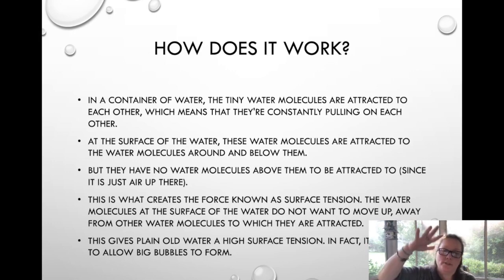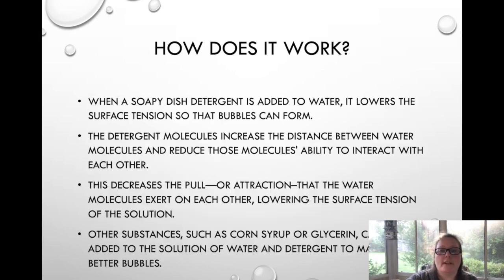If you add something to it, it's a little bit different. That's what we're talking about for our bubbles. So, when soapy dish detergent is added to the water, it's going to lower the surface tension so bubbles can form. The detergent molecules will increase the distance between the water molecules, and since it's increasing the distance, it's making it a little harder for them to hook up. And so that makes them stretch a little bit farther, which makes it possible to blow bubbles.